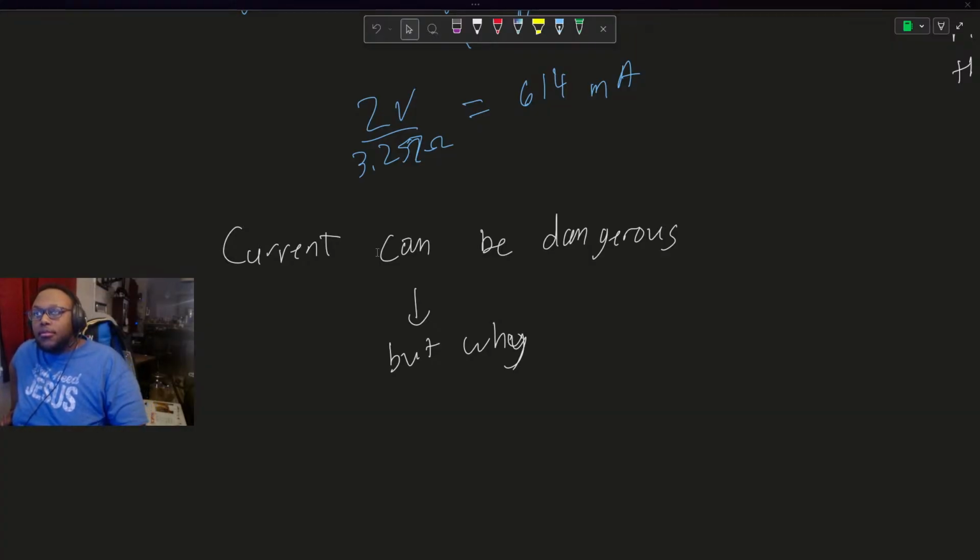Does it have to do with the energy in your brain? It is not the energy in your brain. It depends on how much resistance you have in your body to it.